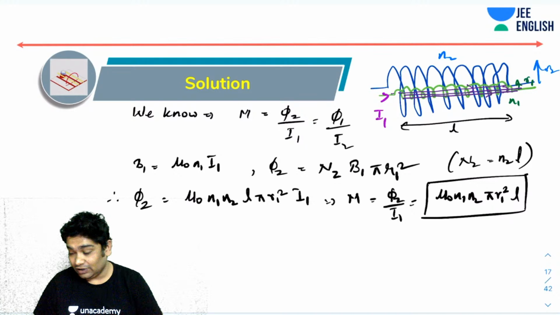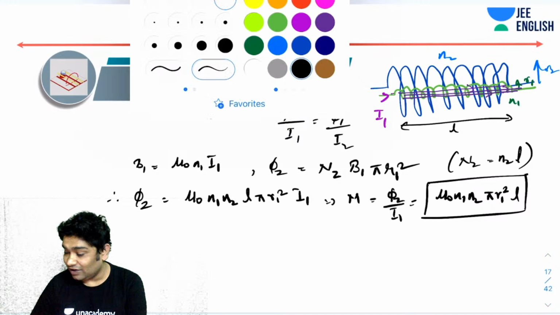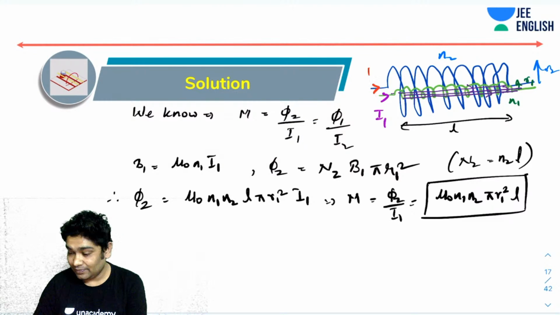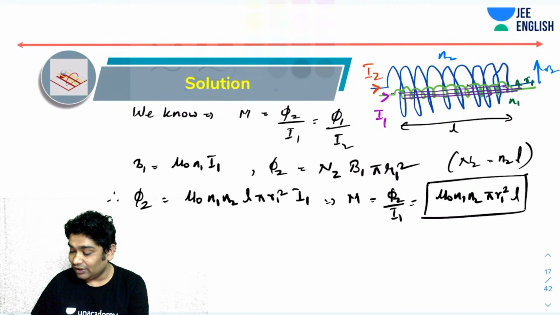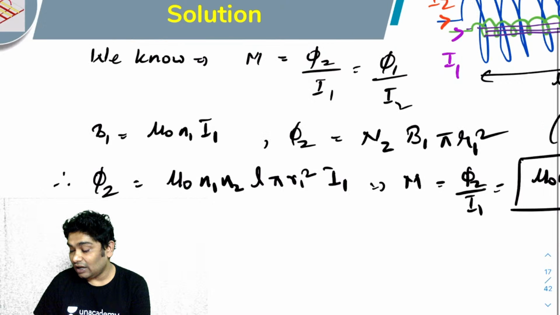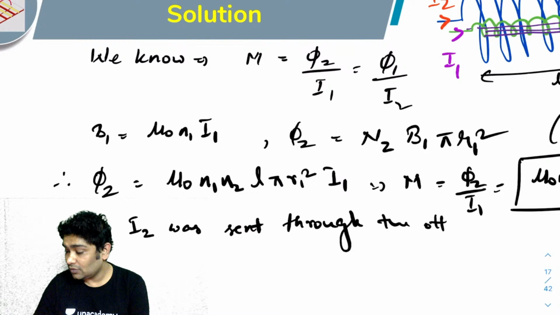Also, if I wanted to think instead of this, if current was flowing through the outer one. So imagine if I2 current was flowing through the outer one, then how would I have calculated things? Let's say I2 was sent to the outer solenoid. Then I should get the same value for M. Let's check, are we getting it or not?